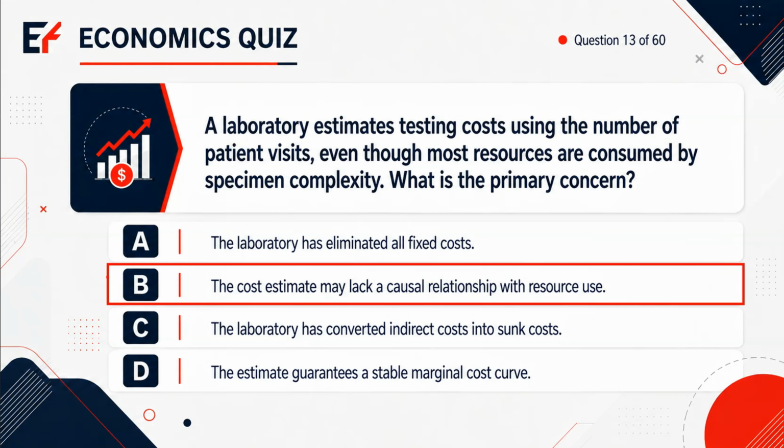Option A is incorrect because choosing an unsuitable cost driver does not eliminate fixed costs. Option C is incorrect because indirect costs do not become sunk costs through allocation. Option D is incorrect because the selected driver does not guarantee any particular marginal cost pattern.